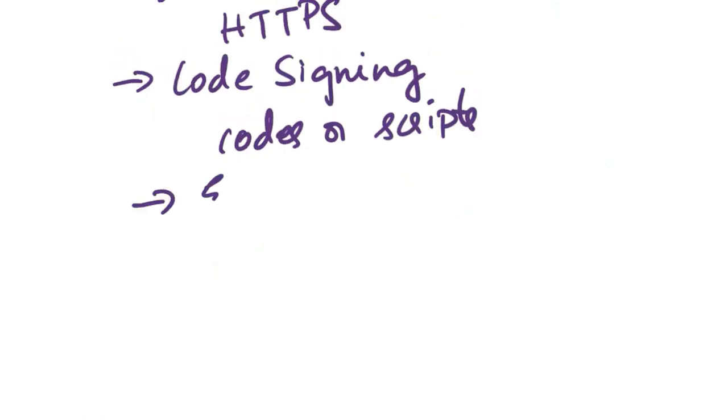Next is email certificates. This is used for securing email communications. They can be used to sign and encrypt emails, ensuring the authenticity of the sender and the privacy of the message.